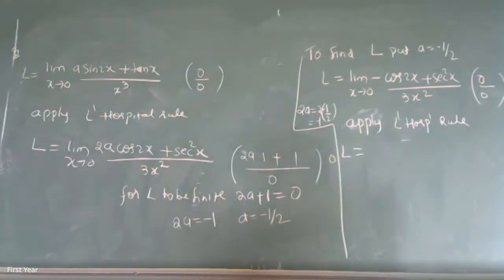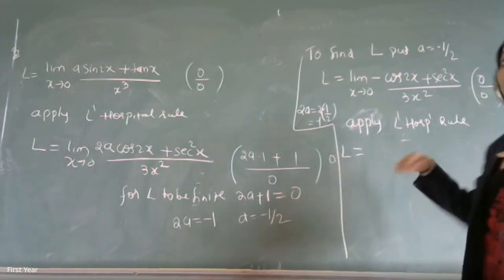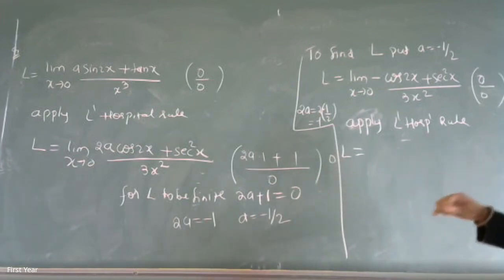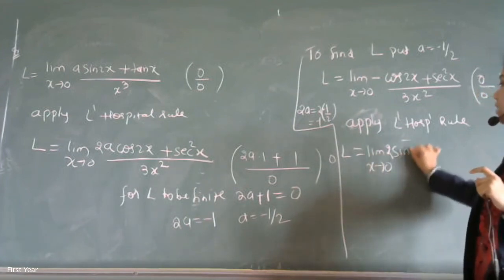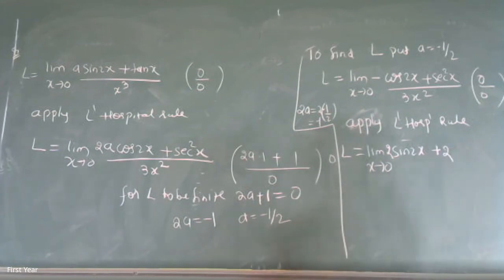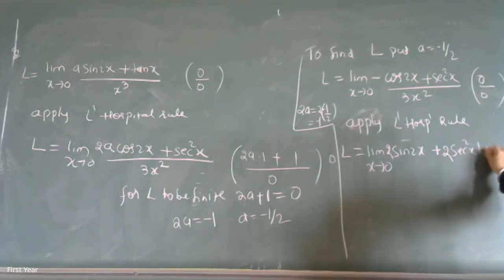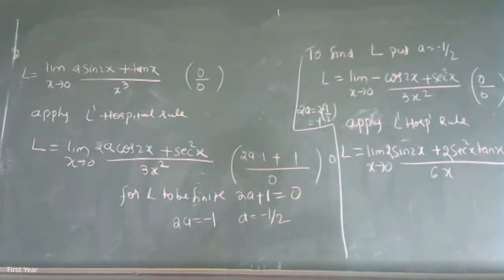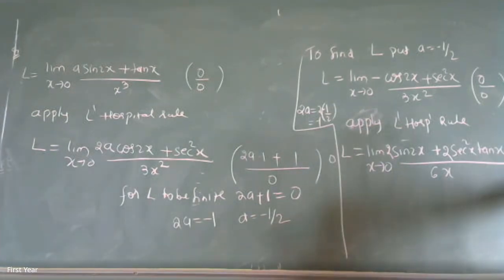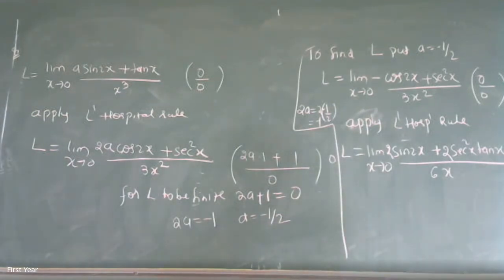So limit is tending to 0. What is the derivative of cos 2x? Minus sin 2x. So minus of minus plus. I'm writing it directly. Okay? Limit as x tends to 0, 2 times sin 2x. And this is 2. Derivative of sec 2x: 2 sec x into derivative of sec x, that is sec x tan x. So sec square x tan x upon 6x. Again, this is 0 by 0 form. Yes or no? Yes. This is going to be 0 by 0 form. So go ahead and again apply L'Hospital.